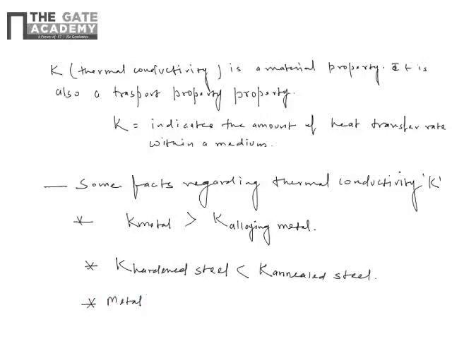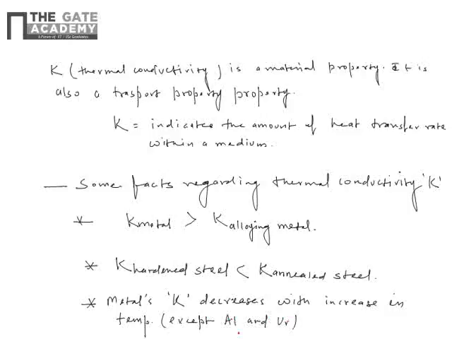For metals, conductivity K decreases with an increase in temperature except aluminium and uranium.